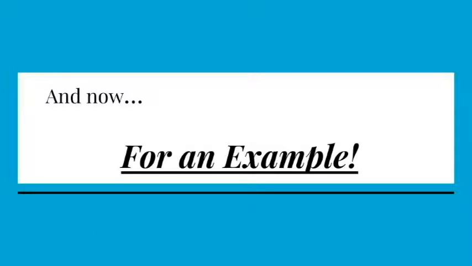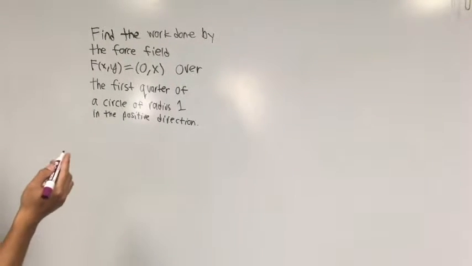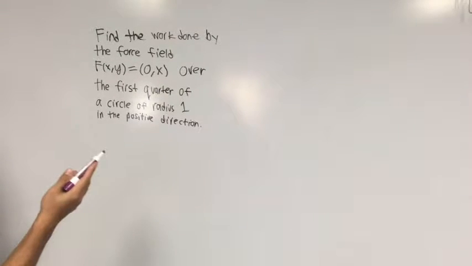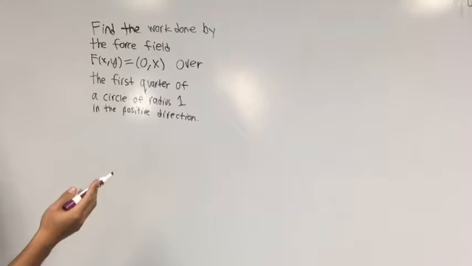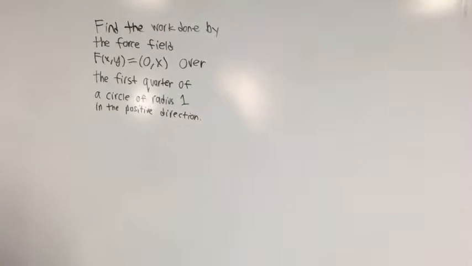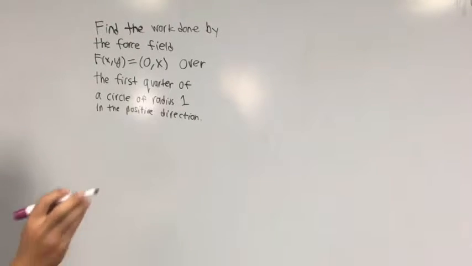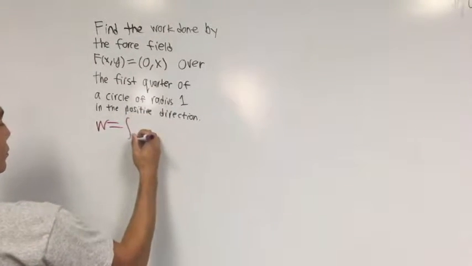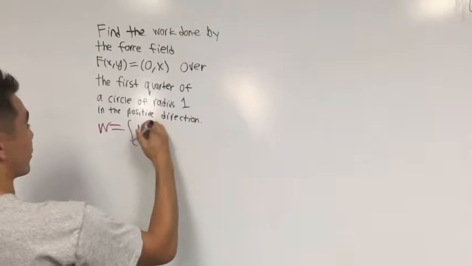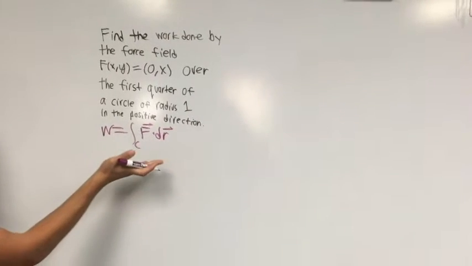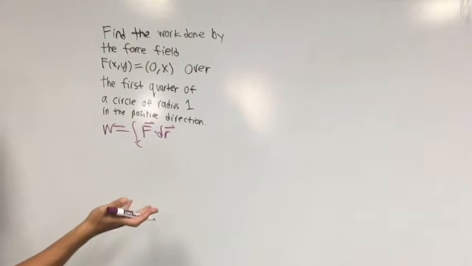And now, this. Okay, so we're going to solve this problem. Find the work done by the force field f of x, y equals 0, x over the first quarter of a circle of radius 1 in the positive direction. So first, this is a work problem, which means we're going to use a line integral. The definition of work is work equals the integral on your path of f dot dr. So we're going to go ahead and solve this by parameterization of path.